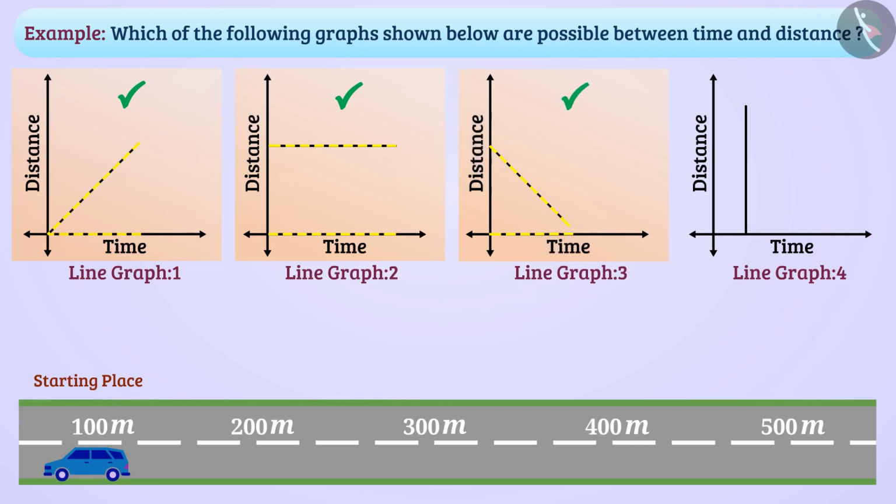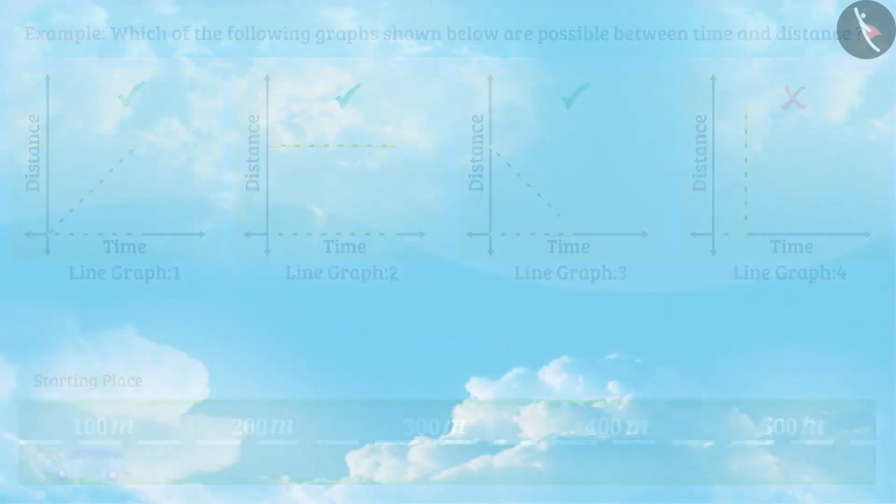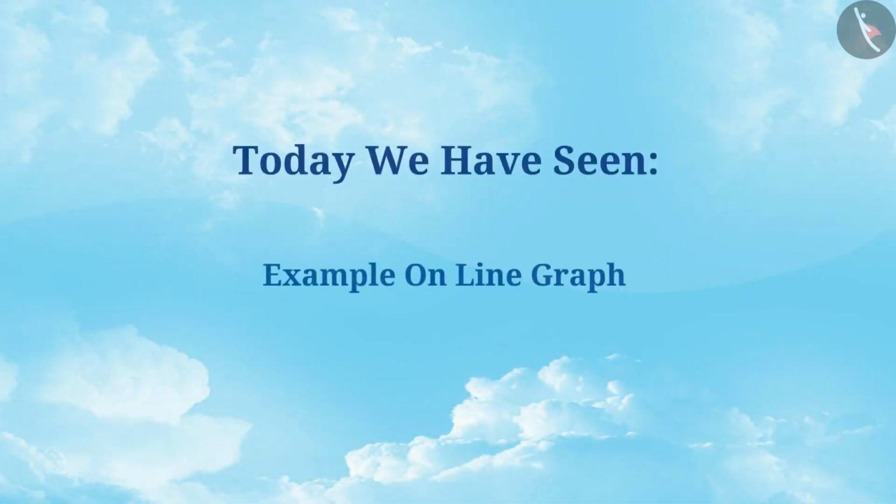Now, can you tell me which position line graph 4 shows? In line graph 4, distance is increasing but time is constant. This is not possible. Therefore, there cannot be such a graph between time and distance. So today we have seen another interesting example related to line graphs.